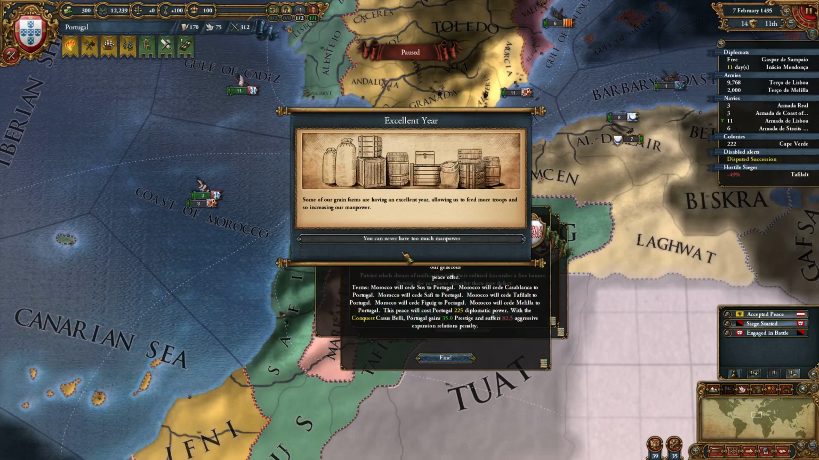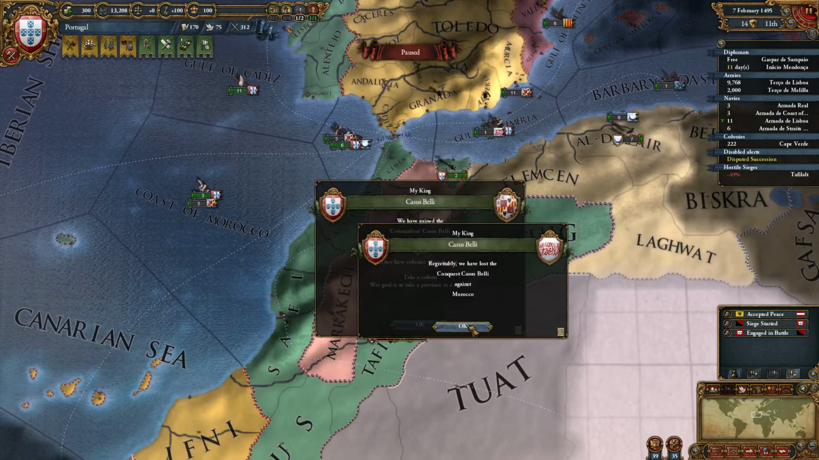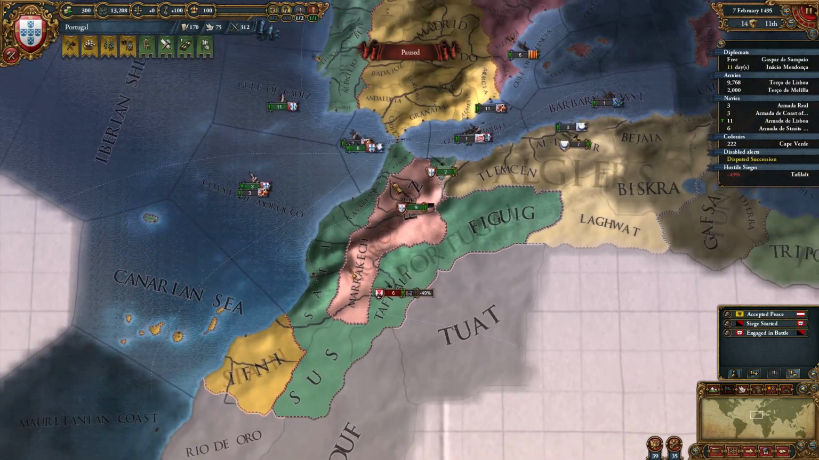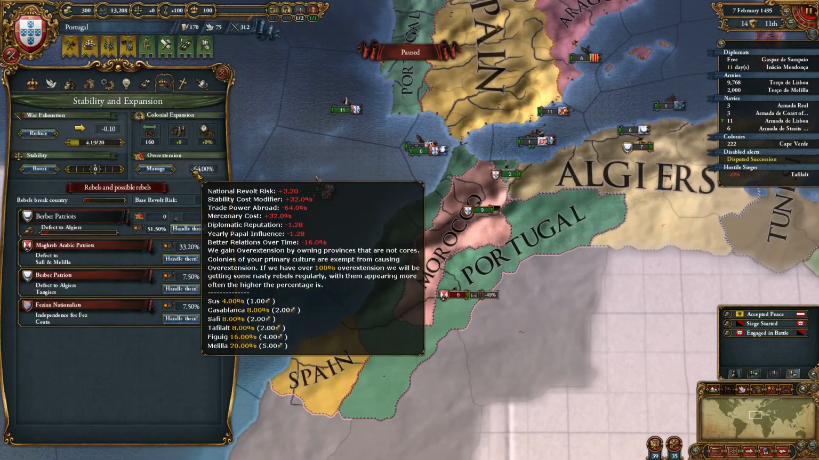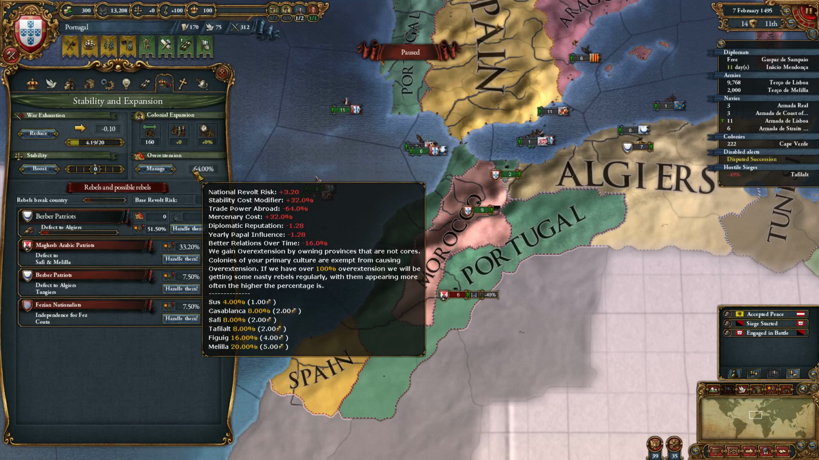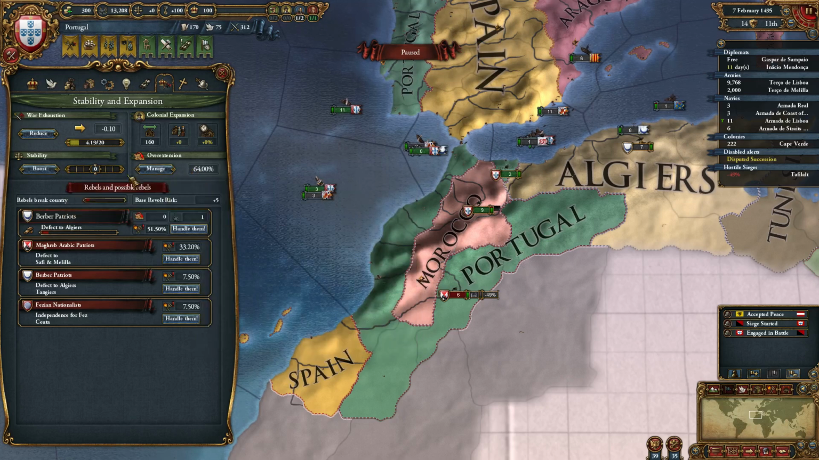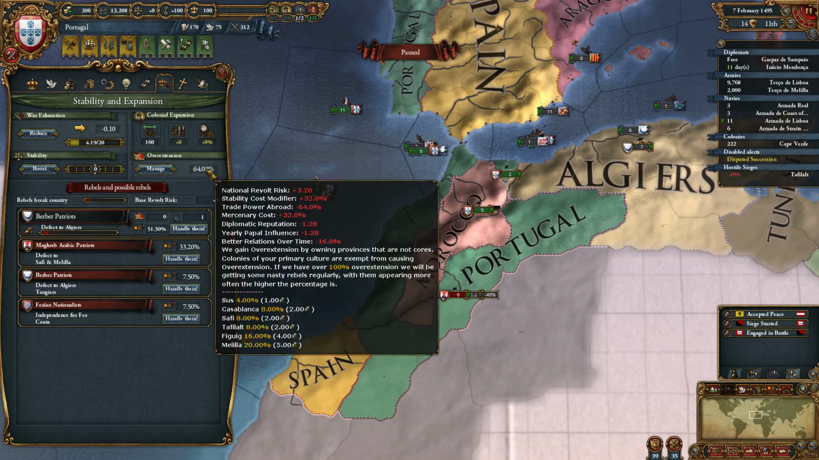Okay, so we'll wait till he accepts. And so we've just taken all of that land, and everything's great, right? Except when we go here, we're at 64% overextension. Overextension causes a number of problems. It increases your revolt risk. It increases the cost of purchasing more stability. It also increases mercenary costs, lowers your trade power abroad, lowers your diplomatic reputation, lowers your yearly papal influence, and also reduces your relations over time.